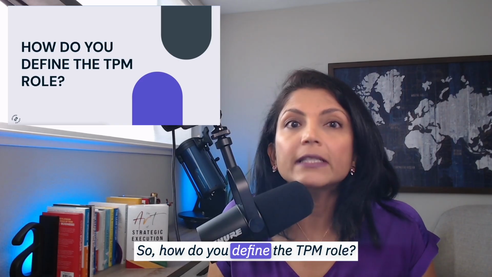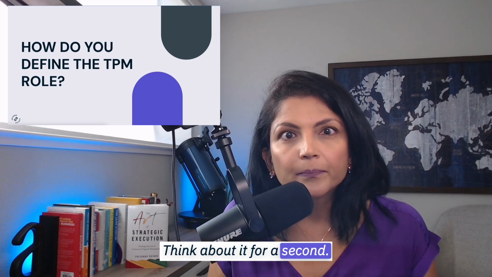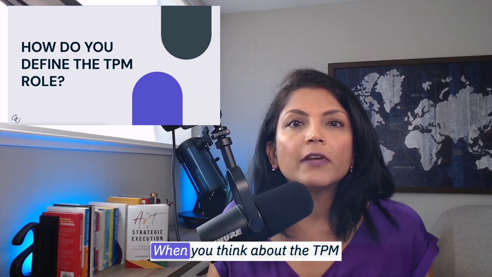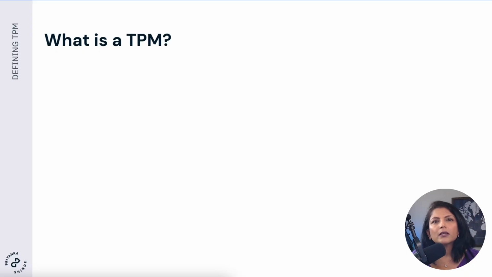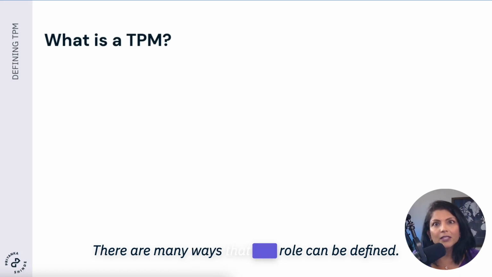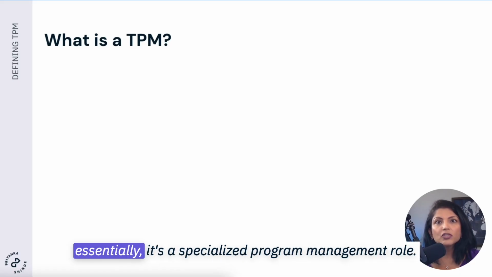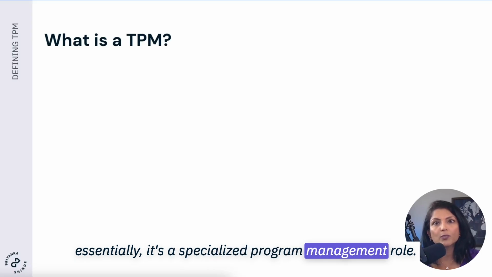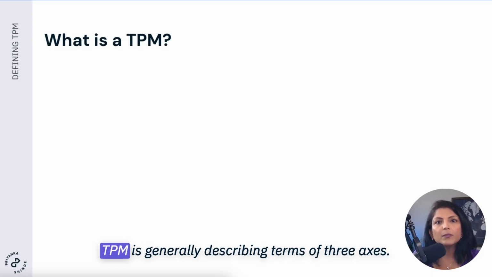So, how do you define the TPM role? Think about it for a second. When you think about the TPM role, what does that mean to you? What is a TPM? There are many ways that this role can be defined. The technical program management role essentially is a specialized program management role focused on technical programs. TPM is generally described in terms of three axes.